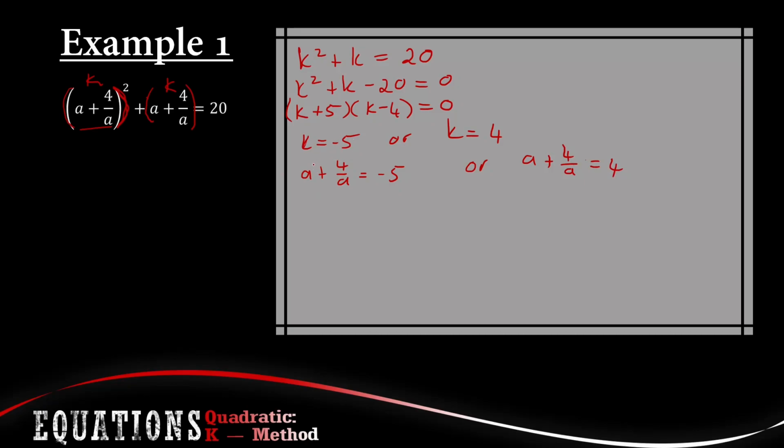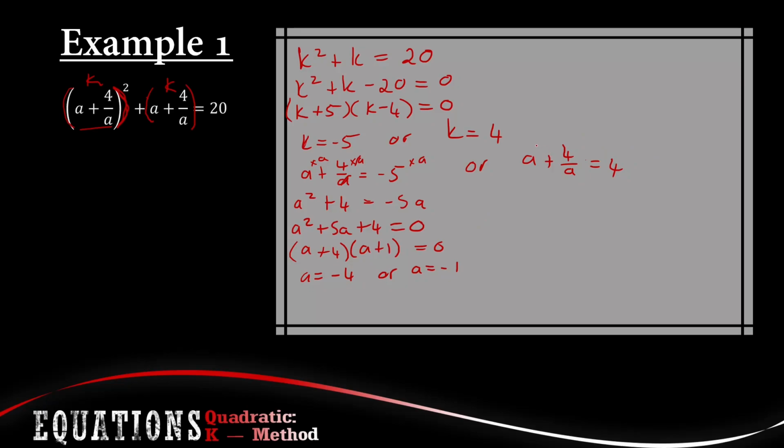The first thing I'm going to do is multiply each term with a because I want to get rid of the fraction. So this and this would cancel. Then I'm left with a squared plus 4 equals negative 5a. Then we take everything to one side: a squared plus 5a plus 4 equals 0. Then we factorize (a plus 4)(a plus 1) equals 0, and then solve. So a is equal to negative 4 or a is equal to negative 1.